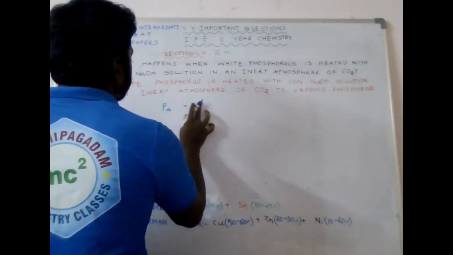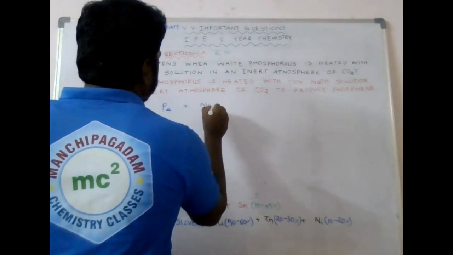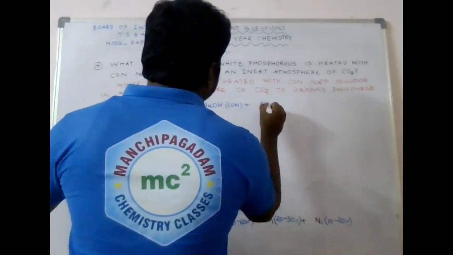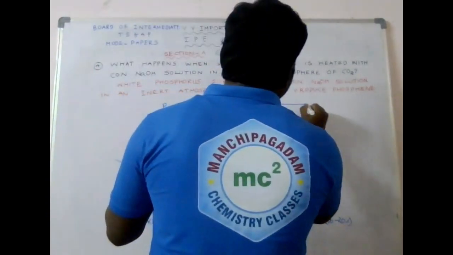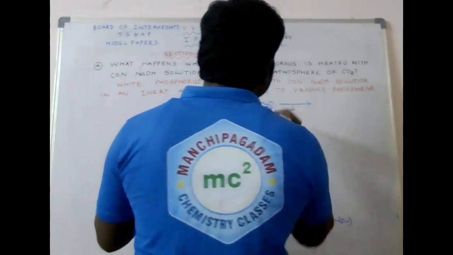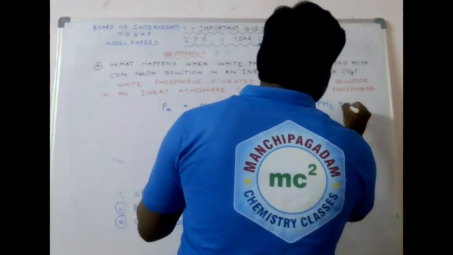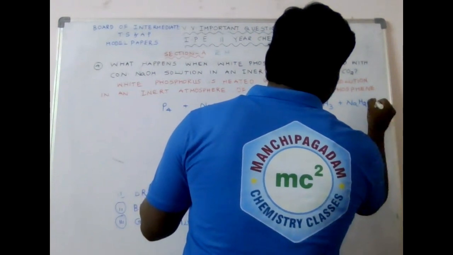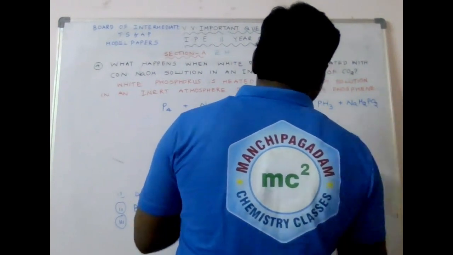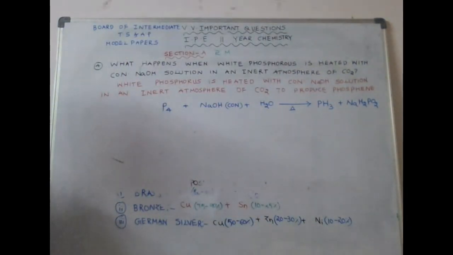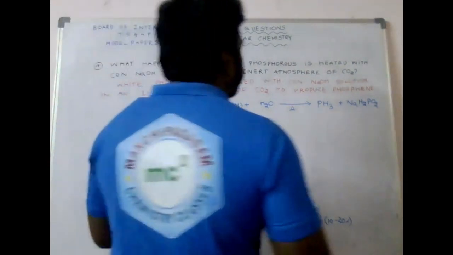Phosphorus, white phosphorus, and he gave that NaOH solution, concentrated NaOH solution. Solution means it contains water. And I told you that it is heated, heating symbol. And the product is PH3 phosphine plus sodium hypophosphite, NaH2PO2. Phosphorus reacting with sodium hydroxide and giving that phosphine. Okay. So this is called phosphine.